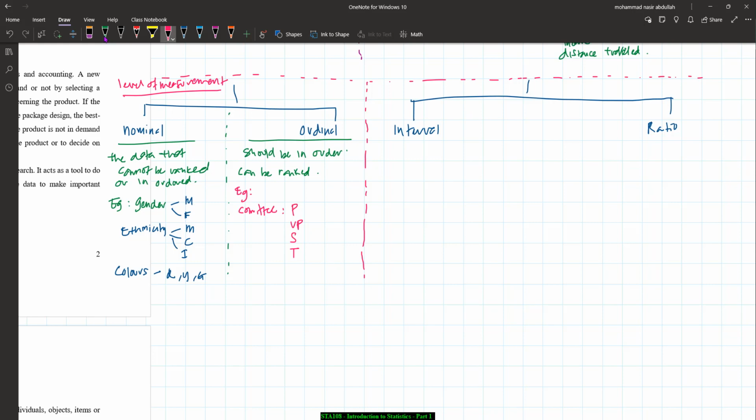Another one is income. Income category, let's say we say low income, middle, and high. So it must be in order. It cannot be medium, low, and high. So something that we must put in order should lie under ordinal scale.